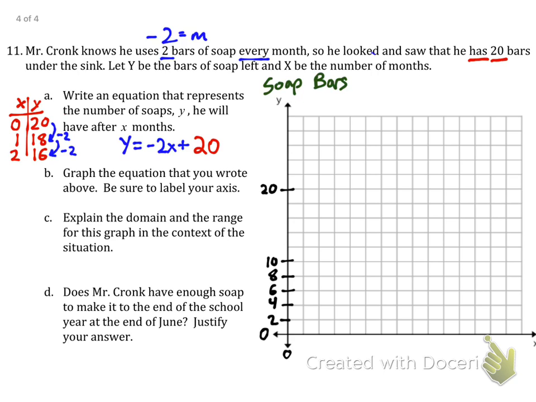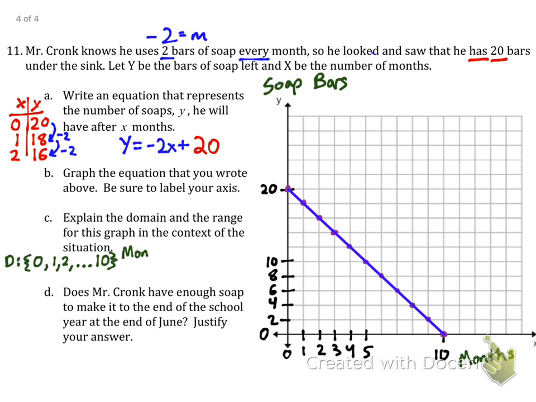That is soap bars, because it said let y be the soap bars left. And x, it goes from 0 to 5, and then I skip forward to 10, because every hash mark is 1, and that's going to be the number of months. You could pick a different scale, but I like this scale because it fills the graph, and that's one important thing on these. I have the point 0, 20 already plotted. If I plot the next few points, 1, 18, 2, 16, notice I've got the points all the way down, and I can connect those dots, which makes sense.